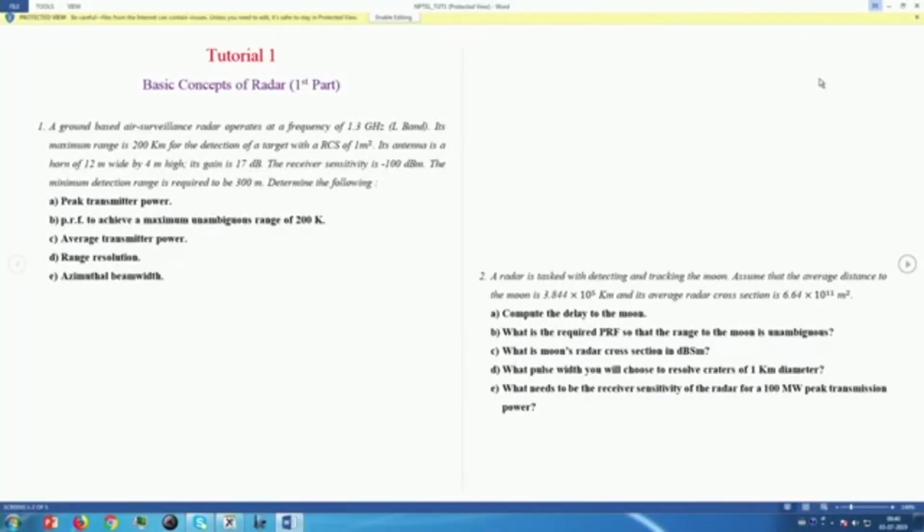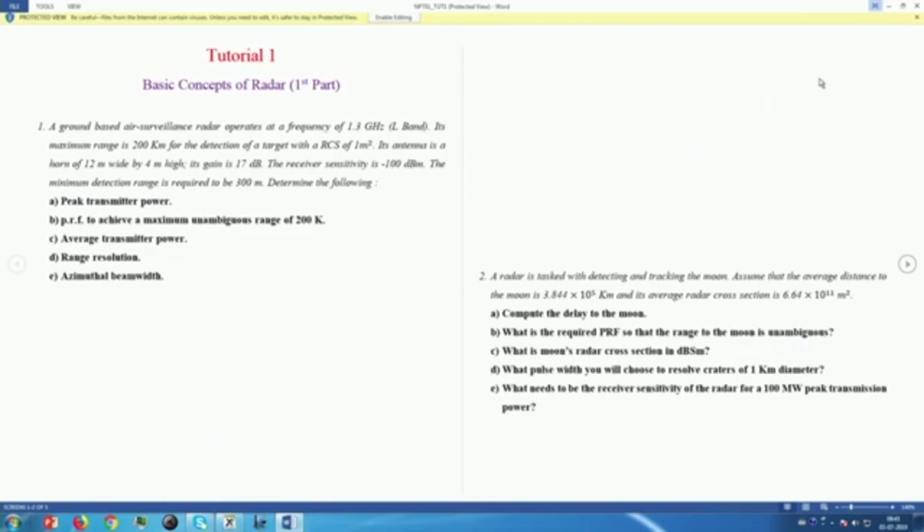Welcome to this NPTEL lecture on principles and techniques of modern radar systems. In previous classes, we have seen basic concepts of radar: unambiguous range, minimum range, integration of pulses, radar cross section, etc. Based on that, we will today do the first tutorial. We are calling it tutorial 1. The next lecture will also continue the tutorial, because there are several concepts, so one by one we will do that.